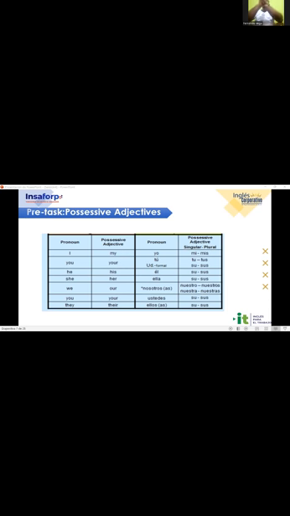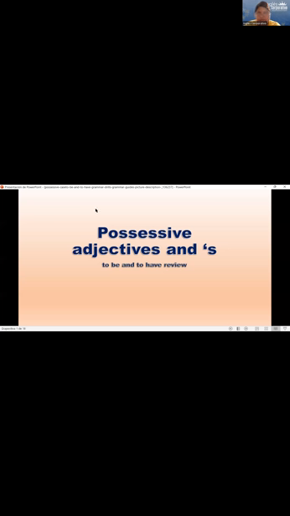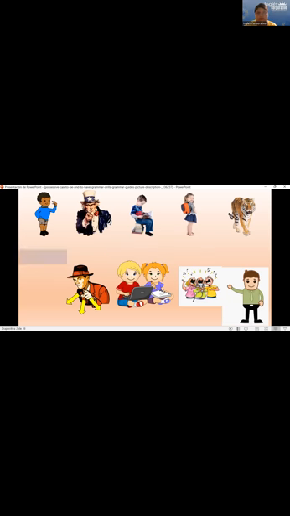Okay. So can you see that? It says the adjectives and apostrophe S. Fernando's car. ¿Ya se ve? ¿Me dicen ahí? Yes.